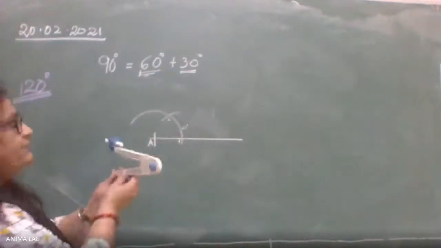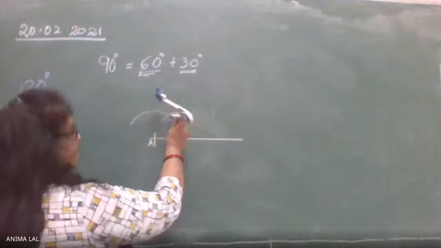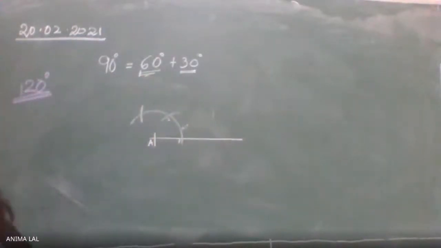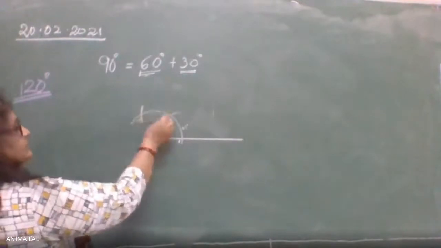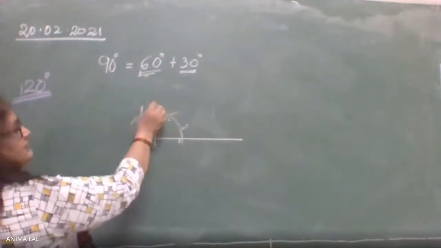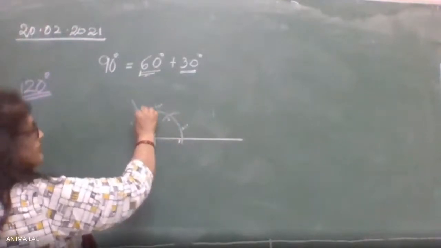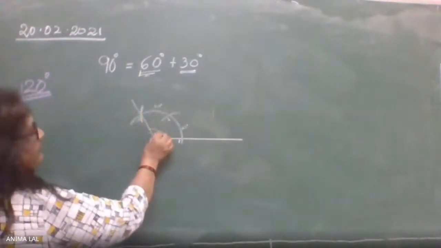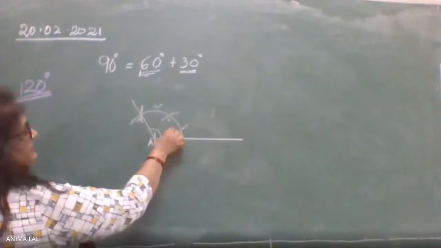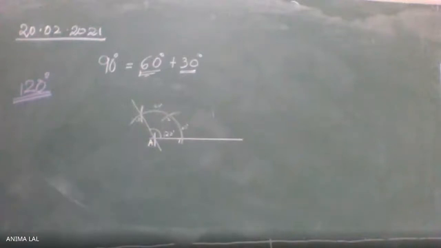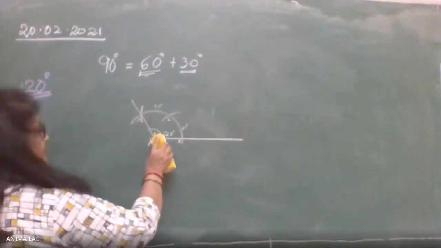Okay? Then without changing the radius from 2, I make one more arc out here to get point 3. So from 2 to 3 is also 60 degrees. So total, if I join 3 and A, I will get 120 degrees. Okay? Right now, we are not doing 120, so let's continue.